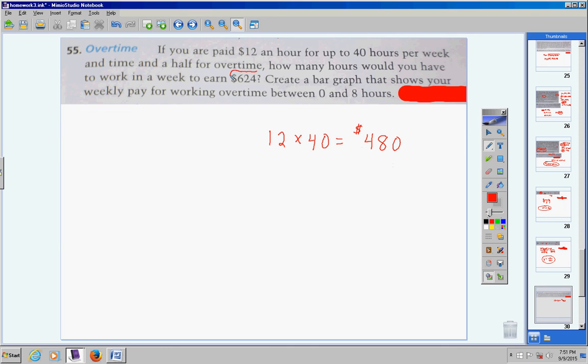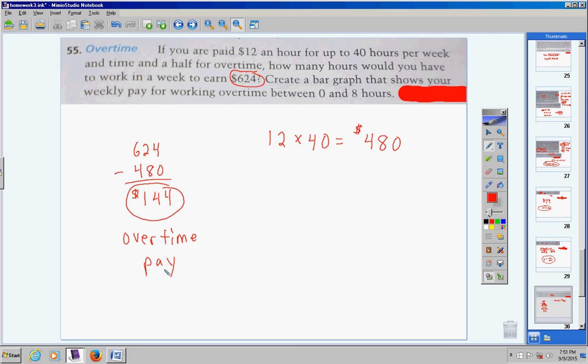No. I want to make this much. So here's what you do. You know for sure you're going to work 40 hours and make this much money. So subtract it out, okay? 624 minus 480. And then you're left with $144 you still have to make. So now you've got to make this money right here using your what pay? Your overtime pay. So you're going to have to work over 40 hours.